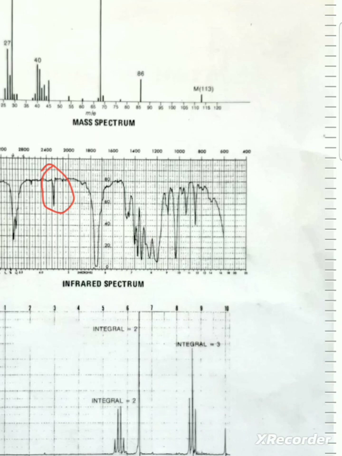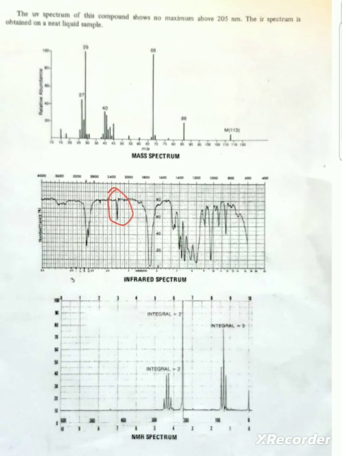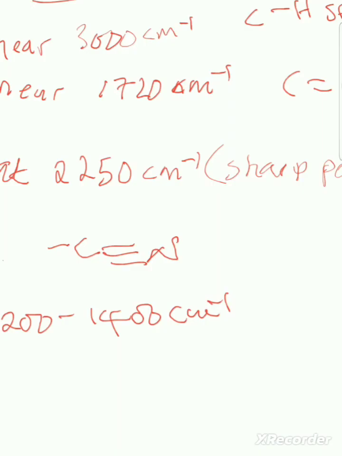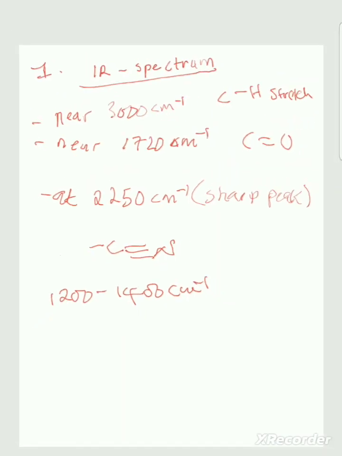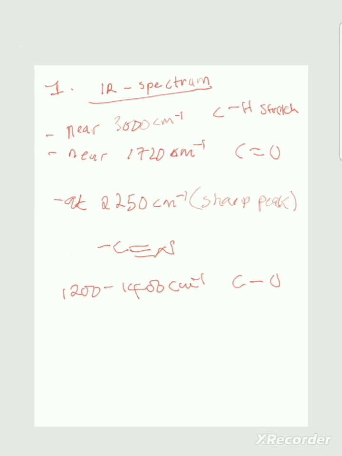So this is the same peak that we're talking about here, from 1300 to 1000, and this is the peak that we are looking for. So here we can say that we have something like C-O. These are the functional groups that I'm having right now, but everything will confirm about that.